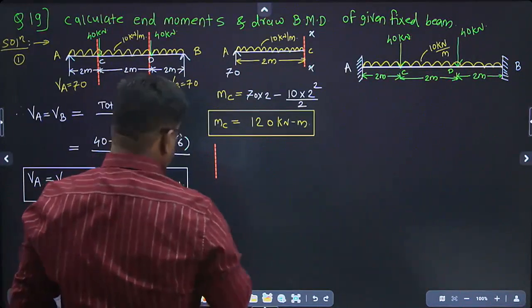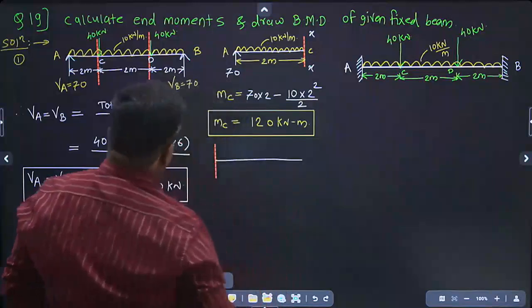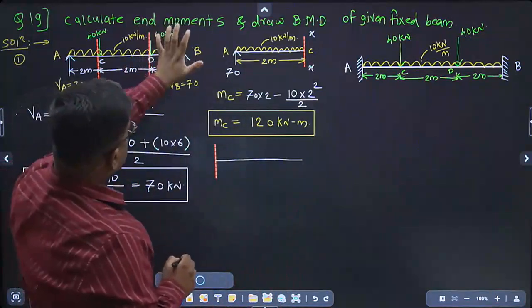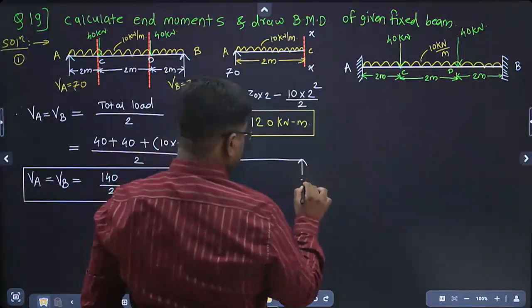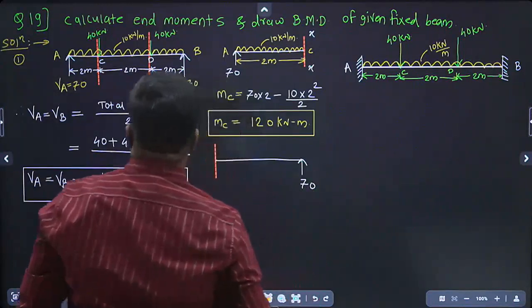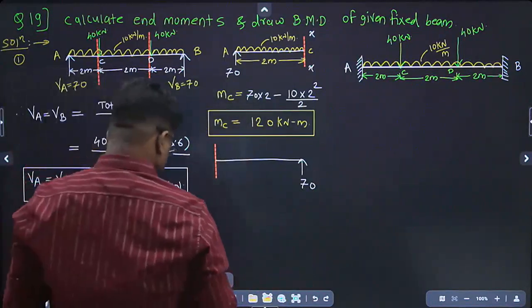So this is the section and this is the right beam. This is the right portion of the beam of this section. Here it is 70. Okay, and again UDL.